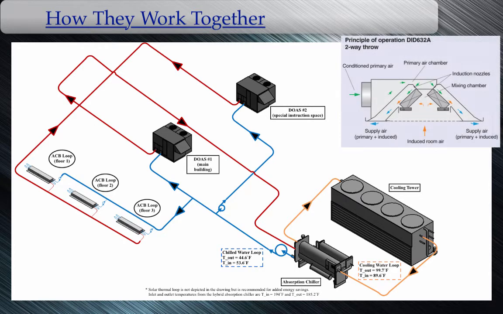Ventilation is supplied to the space by the DOAS through the slot diffusers of the active chill beams in every room. Every active chill beam comes built with a VAV box to control the airflow in the room.